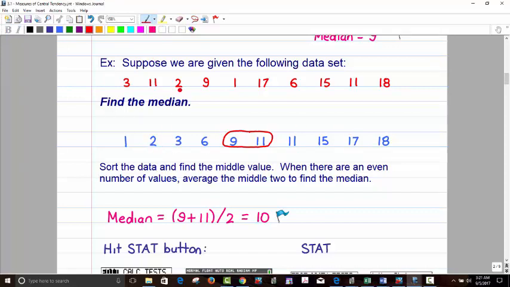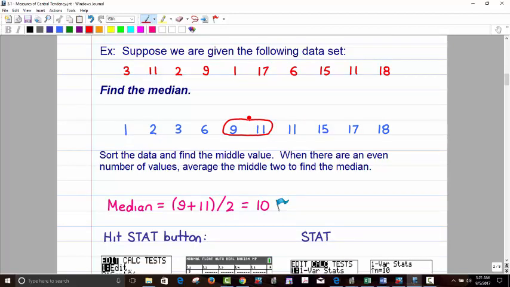But you see, if you went through this list of numbers, you would not find one single number in the middle, where you have half the numbers on one side and half the numbers on the other. So what you do in this case is you average the middle two. So it's very possible the median may not even be a number that's in your list.